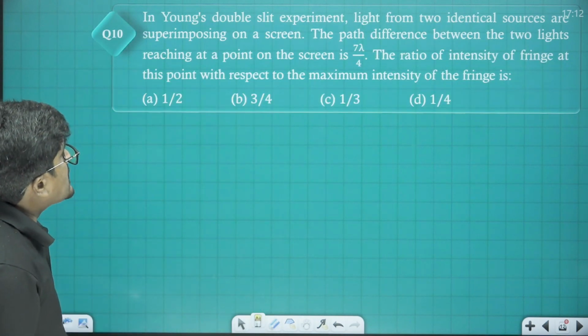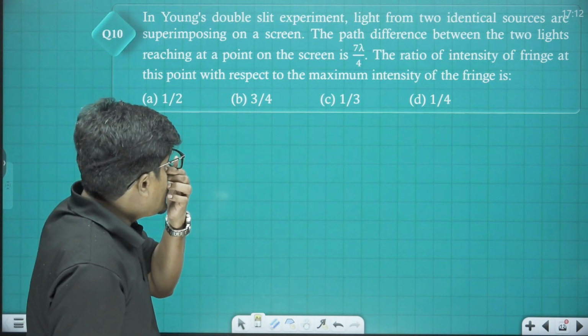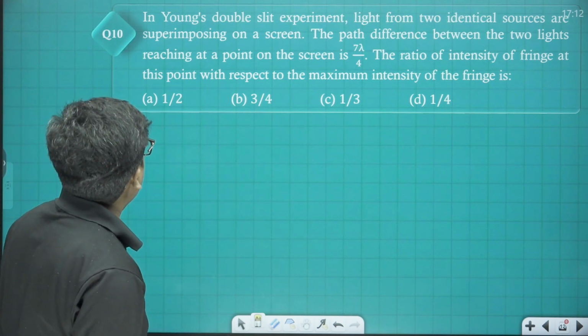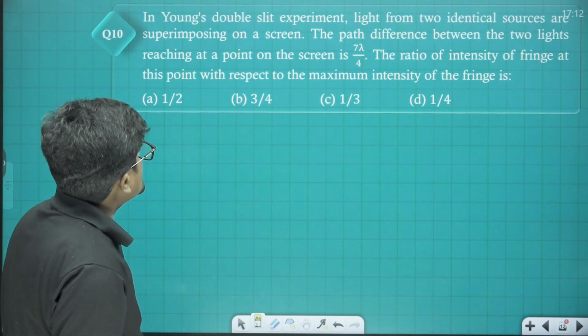In Young's double slit experiment, light from two identical sources are superimposing on a screen.